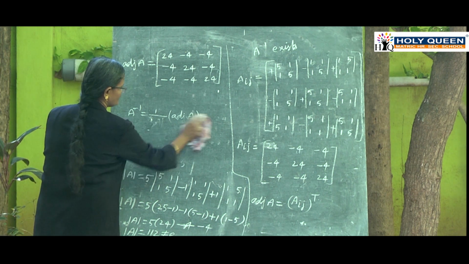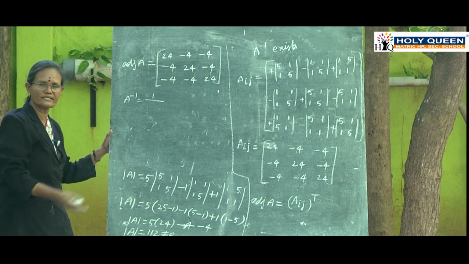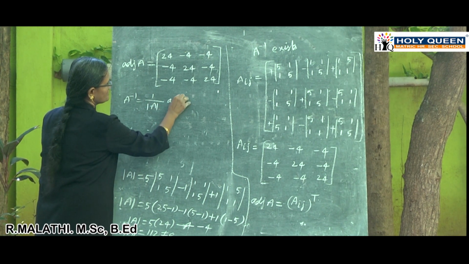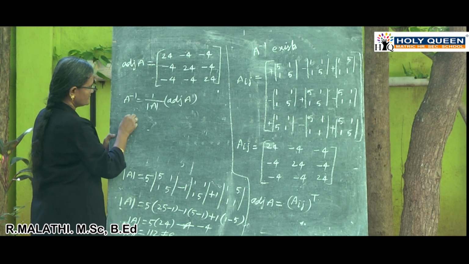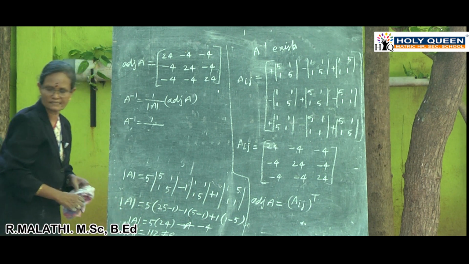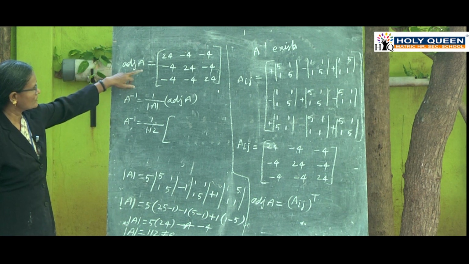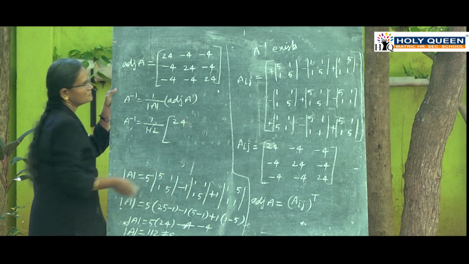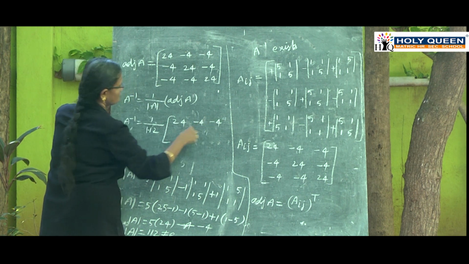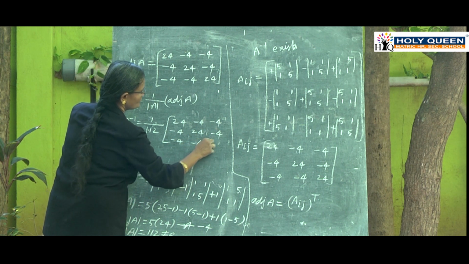Now we apply the formula for A inverse. A inverse is equal to 1 divided by determinant of A into adj of A. What is the value of determinant of A? The value of the determinant of A is 112. What is adj of A? 24. What are the first row elements? 24, minus 4, minus 4, minus 4, 24, minus 4, minus 4, minus 4, 24.